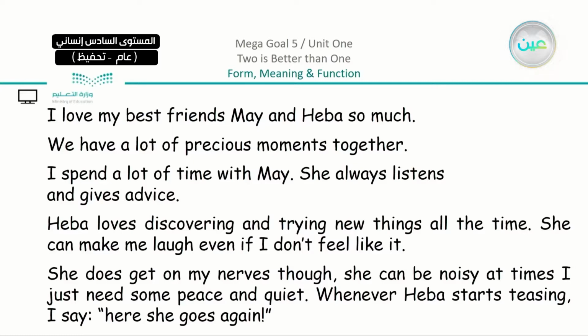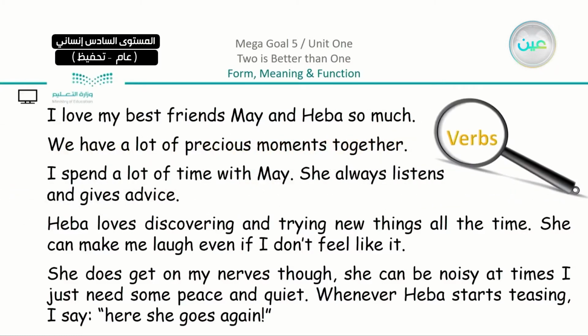Now here, I want you to help me, and we are going to see the verbs that we have in these sentences. So we are going to start line by line to see what are the different kinds of verbs. So you can see in the beginning, I love my best friends May and Hiba so much. In the first part, we have the word love. We have a lot of precious moments together. There is a verb in the second line. So you have here the word have. And then I spend a lot of time with May. She always listens and gives advice. Actually, we have here spend, we have listens and gives.